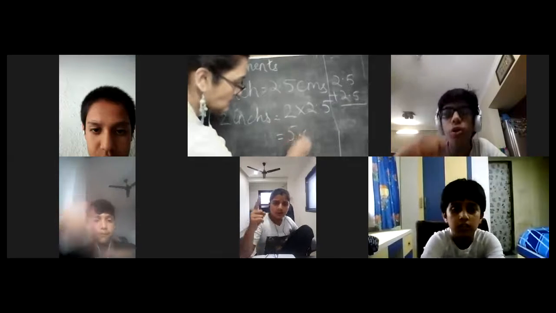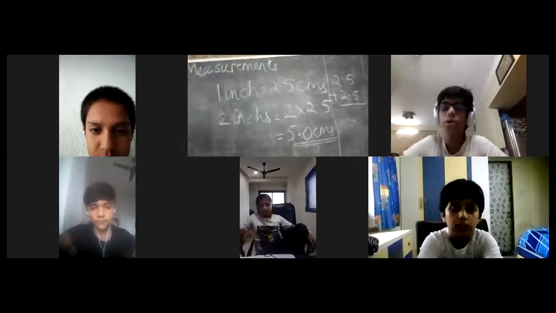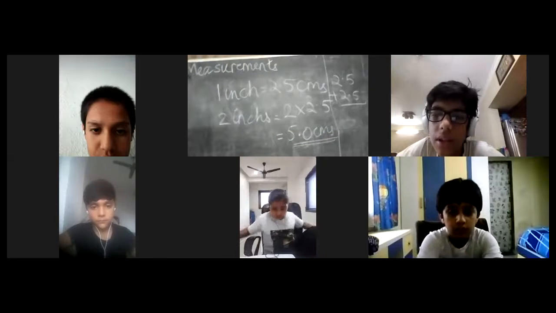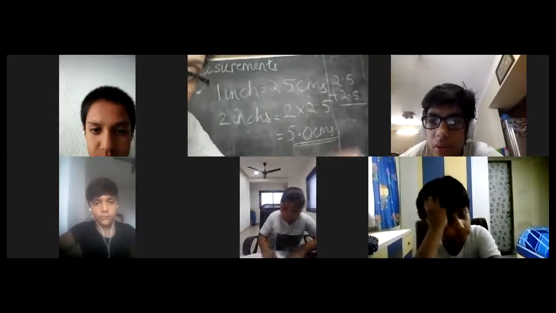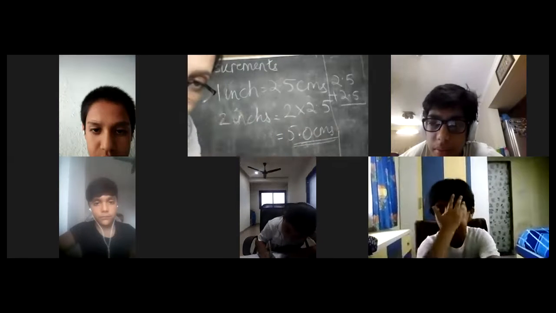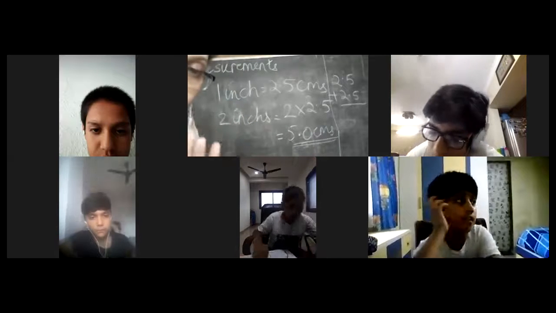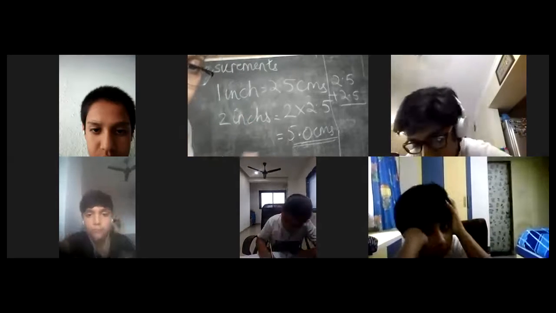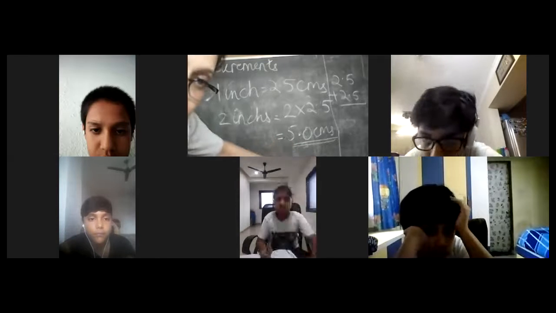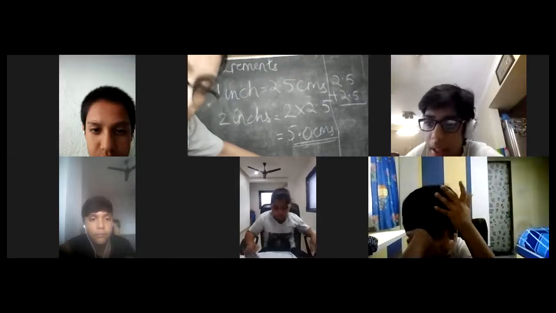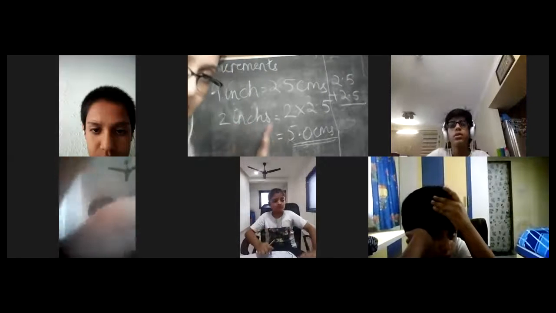Ma'am, I wrote 2.5 into 2. That's how I got the answer. You will still get 5, no? 2 into 3 and 3 into 2 will still get you 6 only, right? Vihan, when someone's talking, you will listen. 2 into 3 and 3 into 2 will get you 6 only as answer, correct? Yes, ma'am. But is there a difference between what comes first and what comes next?